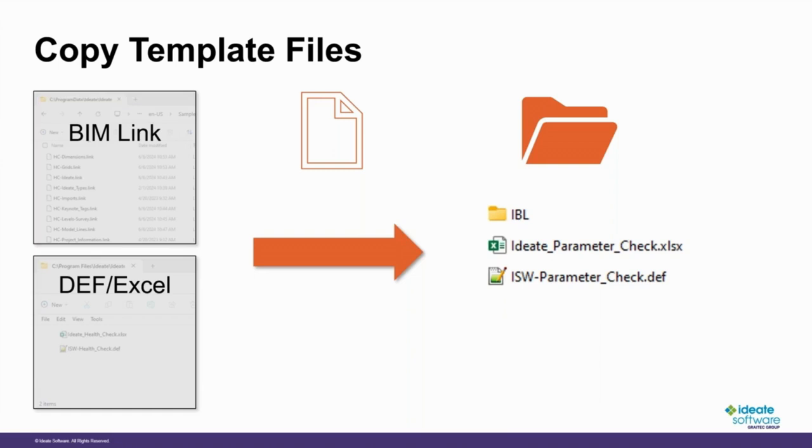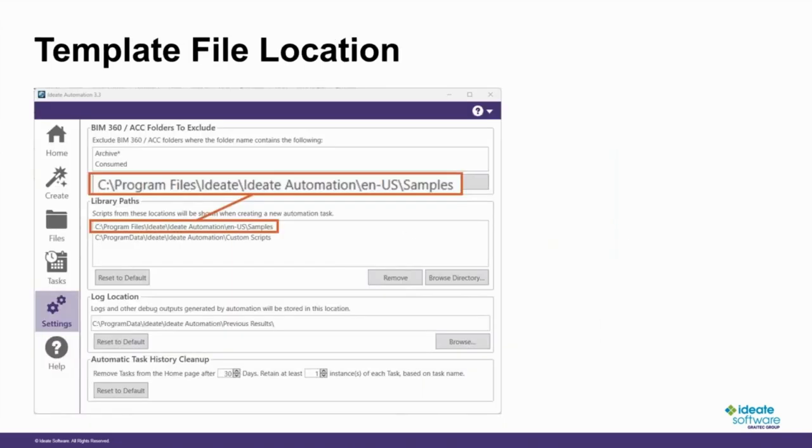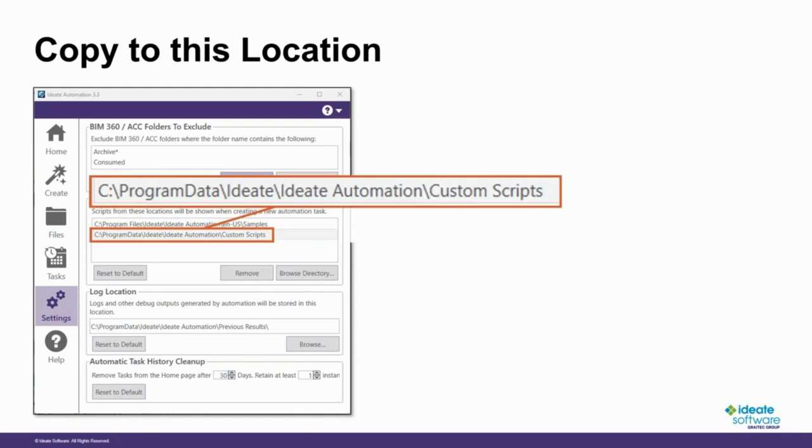Now I'd recommend finding the locations of these tasks and then copying them. The BIM link files would be their own folder set, along with the Excel template and the definition here. You might have forgotten where these are located, so just as a reminder, all of these tasks are located at the following location. If you click on the settings button, everything's going to be located under the program files. Once you navigate to those set of tasks, you can copy them to this location.